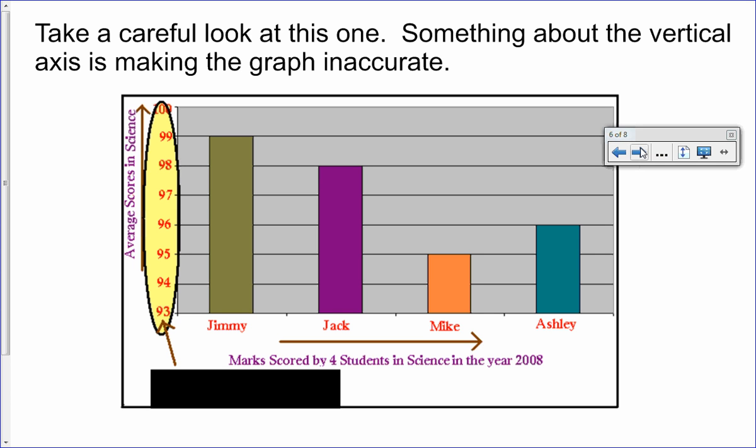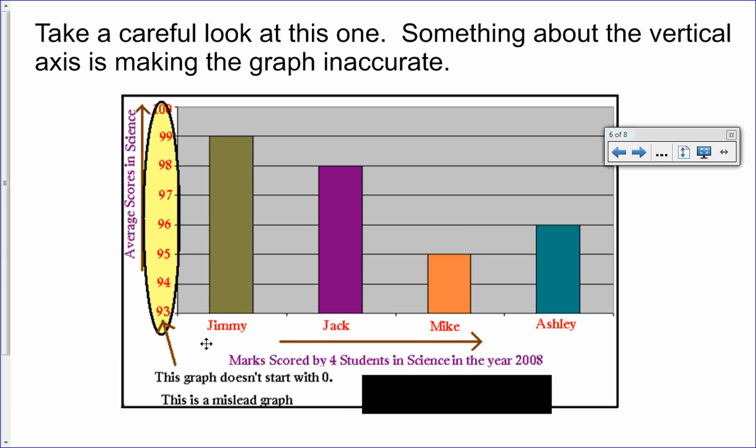Take a careful look at this one. Something about the vertical axis is making the graph inaccurate. Take a few seconds and see if you can spot what the problem is. Okay, we've got marks for Jimmy, Jack, Mike, and Ashley. Marks scored by these 4 students in science in the year 2008. Here's the problem.